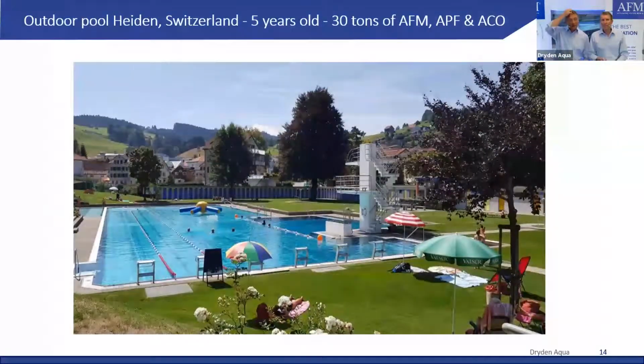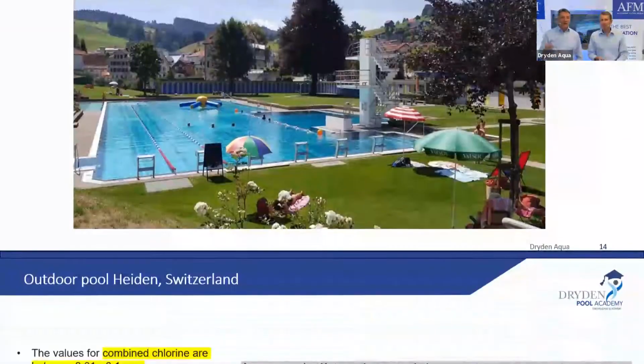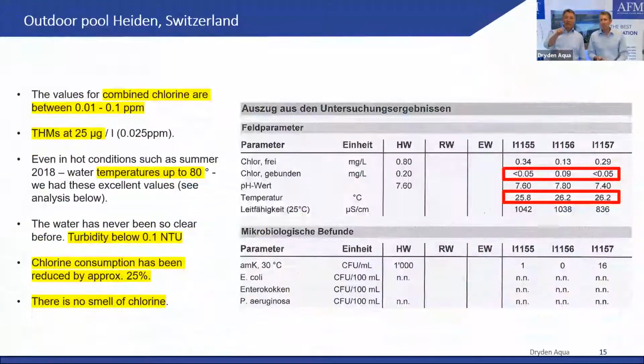Here's an example, Switzerland, a 50-meter pool. Here it does not look busy. It's 5 to 6 years old, but on the left side you see there are 3 pools: a swimming pool, a children's pool, and then a non-swimmer pool. And you see all of these values. Total combined chlorine below 0.1: 0.05, 0.09, 0.05. And that was at a very busy time. You see the water temperature, in the high 80s.